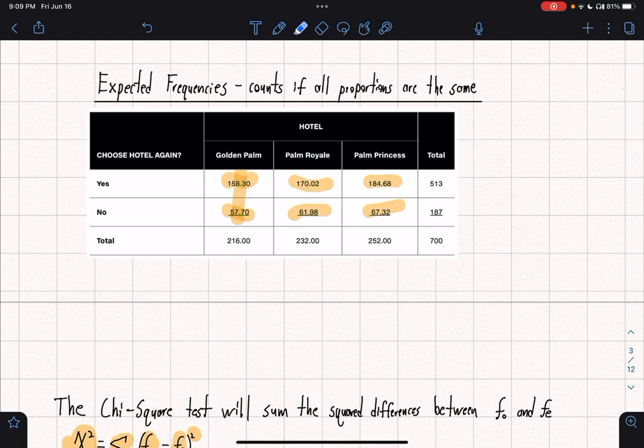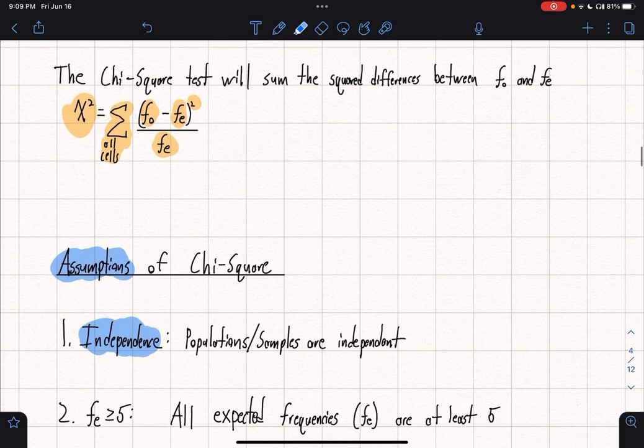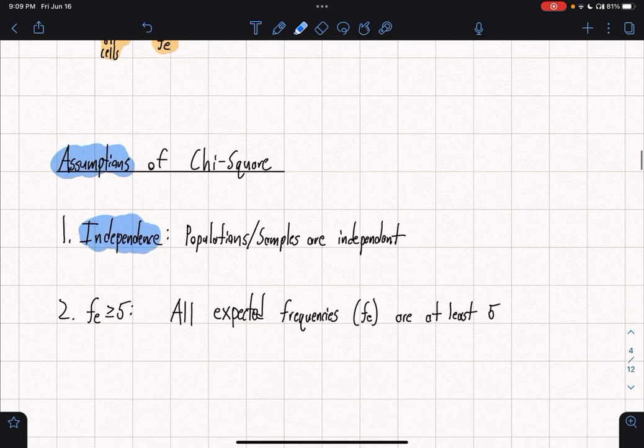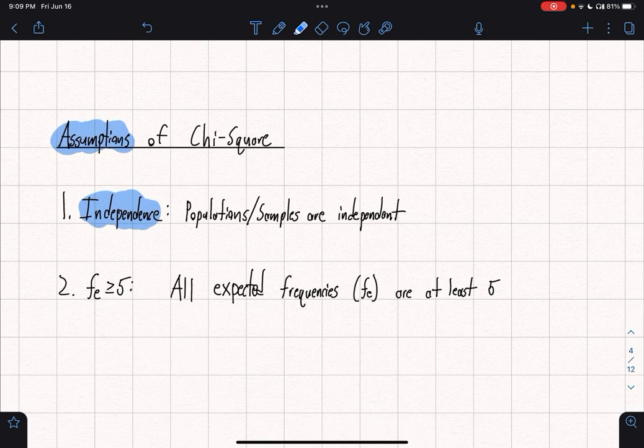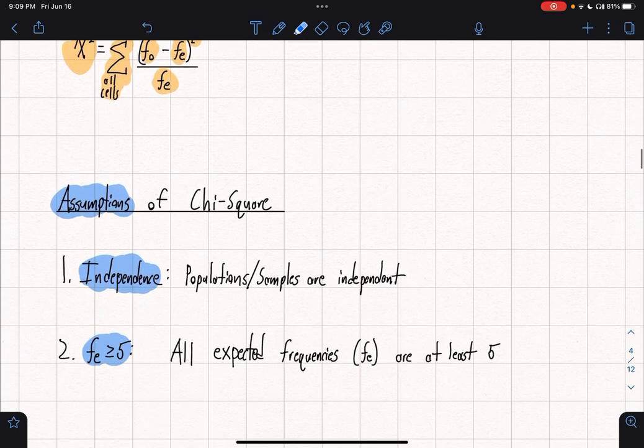Now, if there are no customers who went to both, that's a reasonable assumption. But if you had some customers who have been to both hotels, we might say they're actually not independent. But let's just assume that we have a non-overlapping group of people. And then the second is that the expected frequencies are all at least 5. So all expected frequencies are at least 5. And we can check that real quick. All we need to do is look at this expected table. Are all of these bigger than 5? And yes, they are very clearly bigger than 5. So we're going to be good to go here.